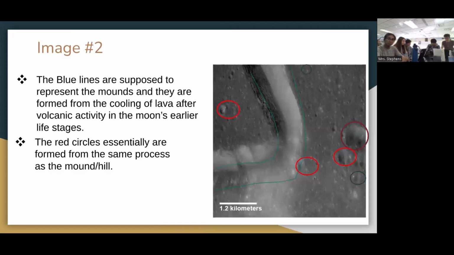Here, you can see with the blue lines, they represent the mounds, and how they are formed is by the lava cooling after earlier volcanic activity in the moon's early life stages. And in the red, smaller mounds pretty much formed the same way as the larger mounds.